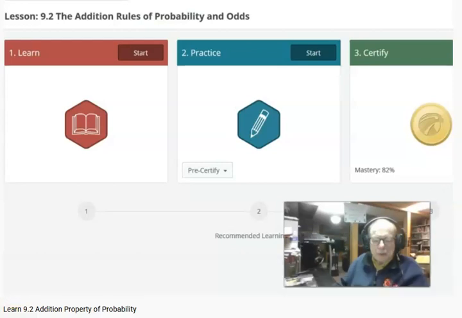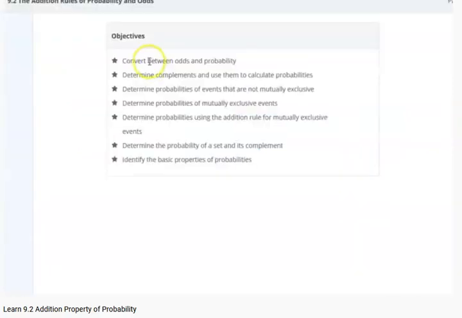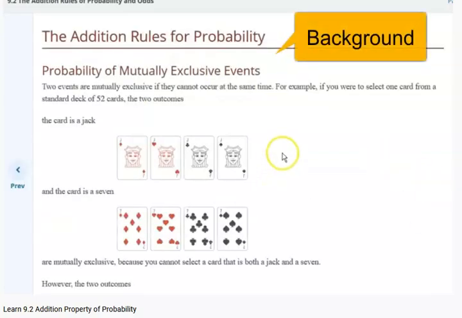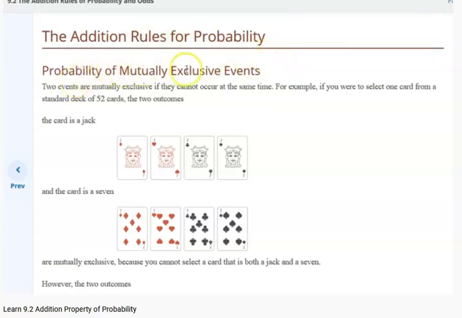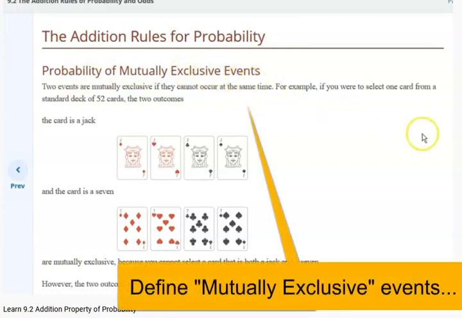We're going on now to topic 2 of chapter 9, with only 2 topics left in this course after we complete this one. The objectives for this course are listed here, and we're also going to take a look at odds as it compares to probability. We'll start off by looking at the addition rules for probability and the probability of mutually exclusive events.